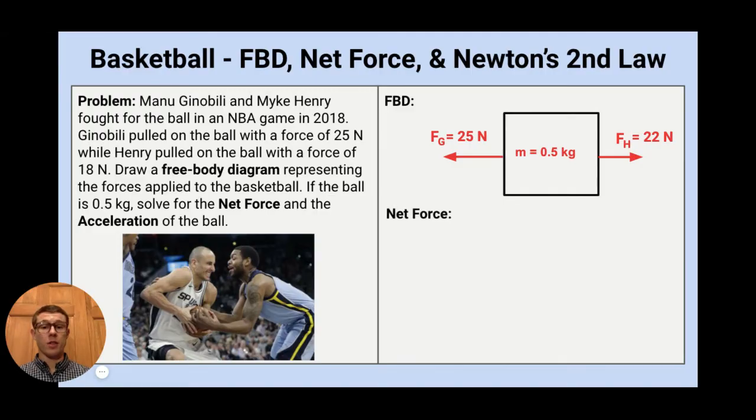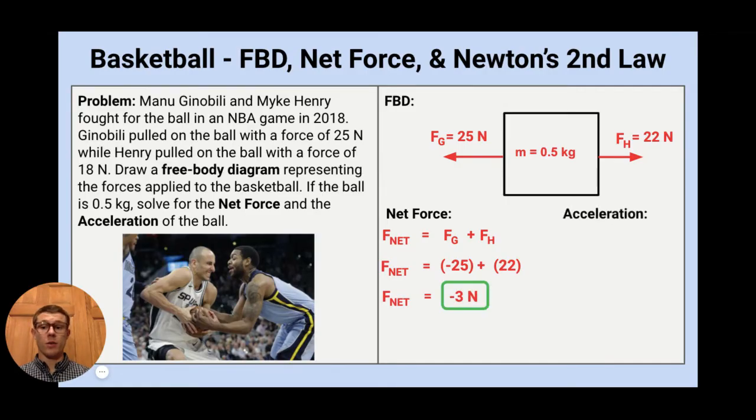We're also looking for the net force here. So that was the entire free body diagram. We had our object as well as the two forces being applied. We also want to find the net force. So to find the net force, once again, we're going to sum or add together all of our forces. Here we have the force due to Ginobili plus the force due to Henry. So we plug in our values. We have negative 25 for the force of Ginobili, and we have positive 22 newtons of force due to the force of Henry. That leaves us with a total net force of negative 3 newtons.